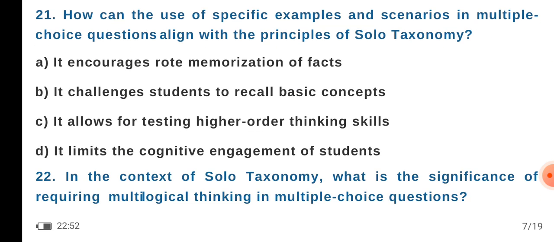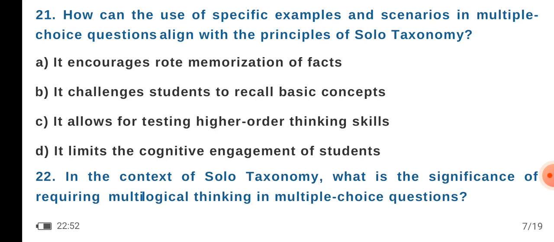Number 21, how can the use of specific examples of scenarios in multiple choice question align with the principle of solo taxonomy? Letter A, it encourages rote memorization of facts. Letter B, it challenges students to recall basic concepts. Letter C, it allows for testing higher order thinking skills. Letter D, it limits the cognitive engagement of students.